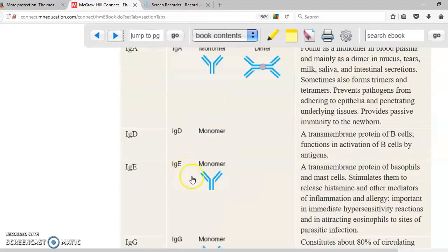IgE is related to eosinophils. IgE is commonly found in inflammatory as well as allergic reactions, as you can see right here. IgD helps with the activation of the B cells. IgA is very common in tears, saliva, and mucosa.